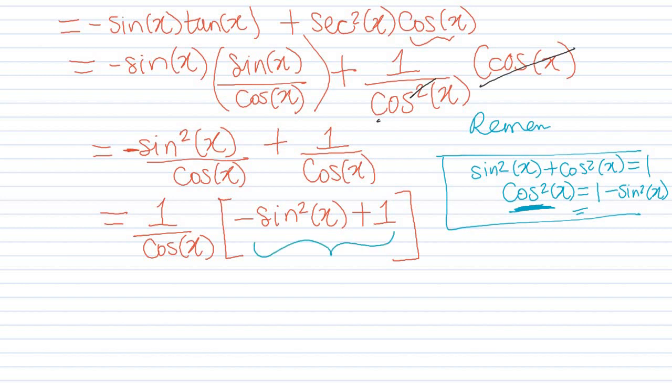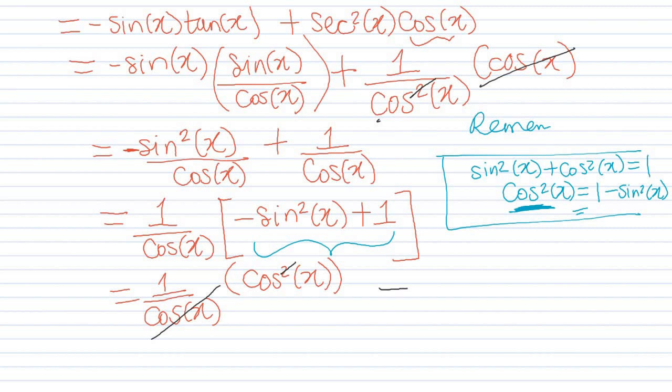That's what we have here. So we can just replace all of this information here. So 1 over cosine x is going to be multiplied by cosine square x, because negative sine square x plus 1 is the same thing as cosine square x. So we have this to be our answer. We can cancel this out.